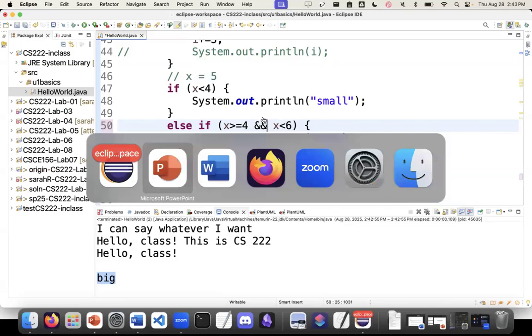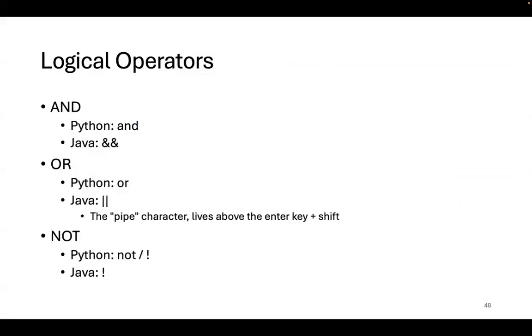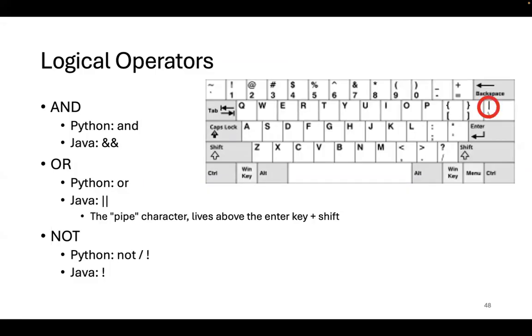If I wanted to do the logical or, that's the pipe character. I have a picture for that. That's the one under the backspace or delete key. If you press shift, it's above the backslash. We call it the pipe character because it's just a line straight up and down. It's not a capital I and it's not a lowercase l. It's its own character. And then for not, in Python, you can use the word not. You could also use an exclamation point. In Java, we use an exclamation point to say not.